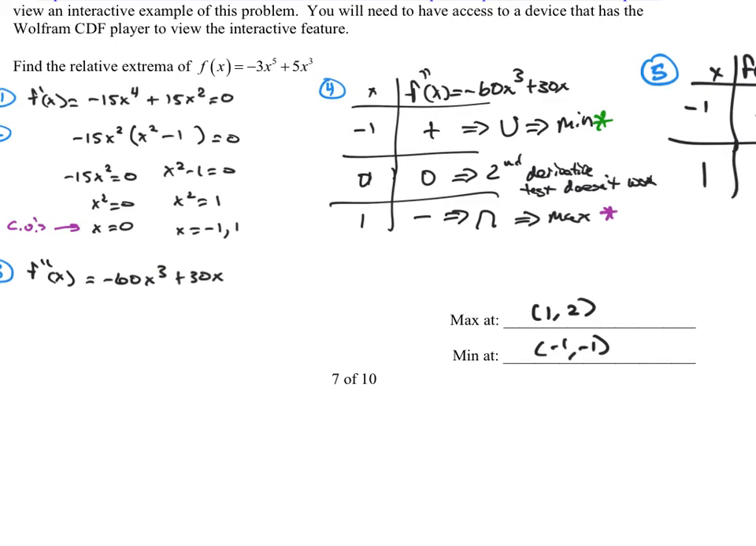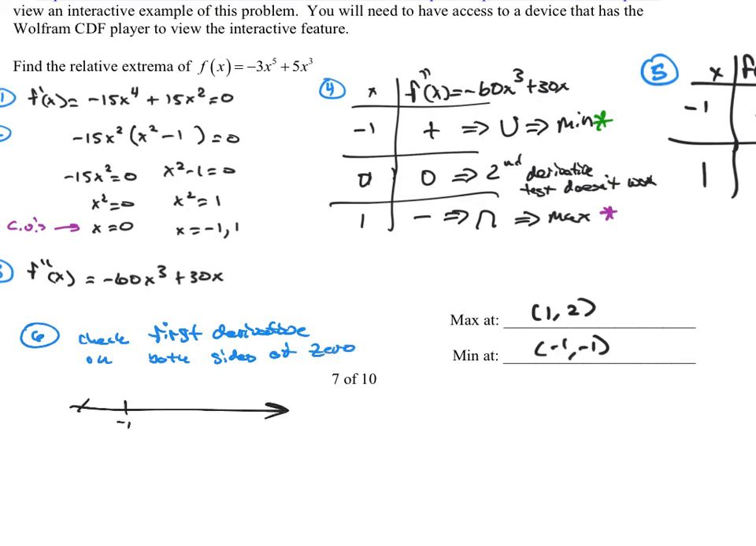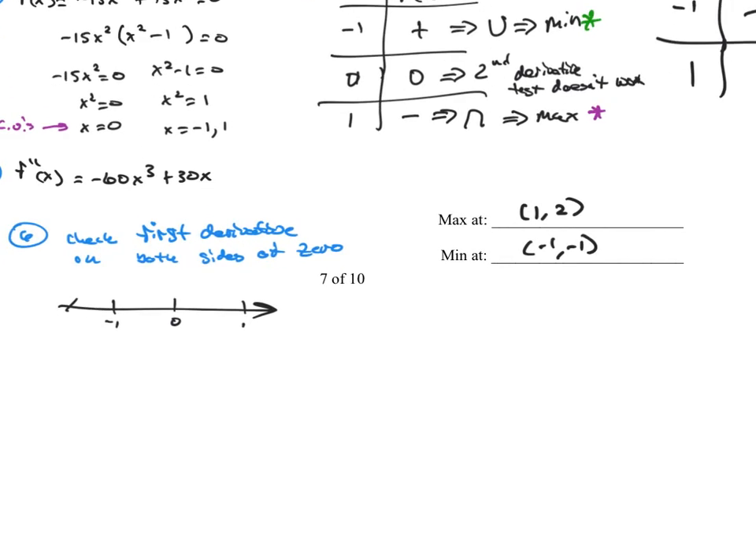So I'm going to go on to step 6 here, which is not really part of it: check the first derivative test on both sides of 0. So remember, the critical values I had for my first derivative were negative 1, 0, and 1. So what I need to do is find some point in between each of those points. So how about an x value of negative 0.5 and an x value of 0.5.